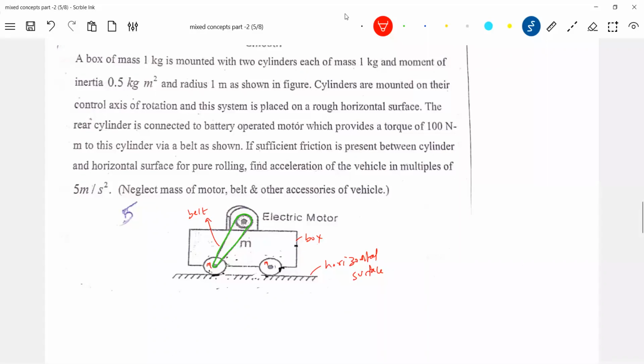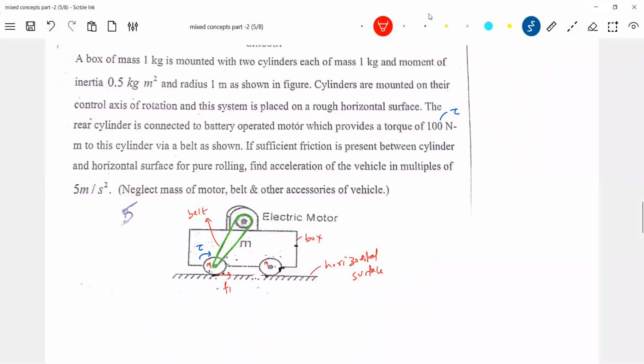So where is the torque acting? Straight away jump into the problem. The torque is acting on the rear cylinder. That is this torque. And now when torque acts, what happens to the point of contact? It will move backward. So how should the friction act? The friction on the rear cylinder should act forward.